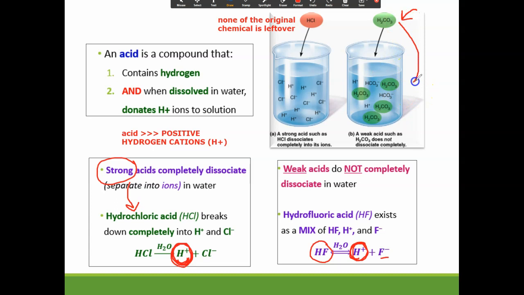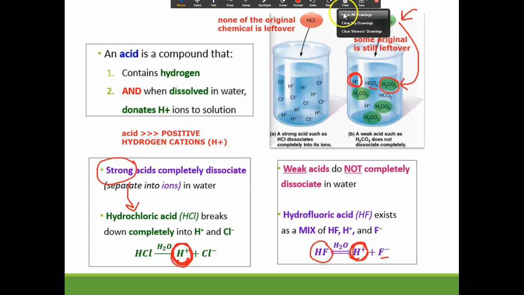You can see another example up here of carbonic acid. Some of those carbonic acids are still there. H2CO3s have not actually dissociated. So they do have the acid part, the H+, and the other part, which is HCO3-, but they also have some of the original chemical still there. So some original is still left over. So that's the difference between strong and weak.